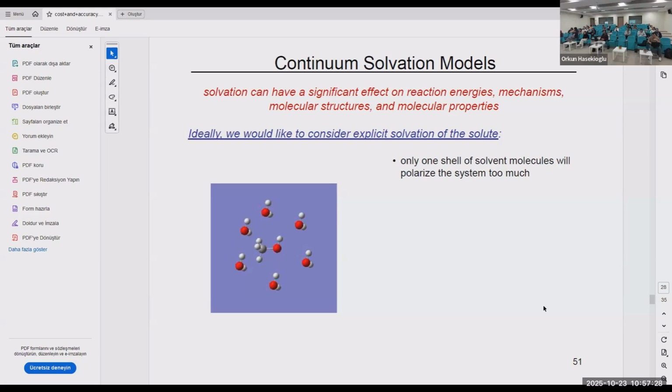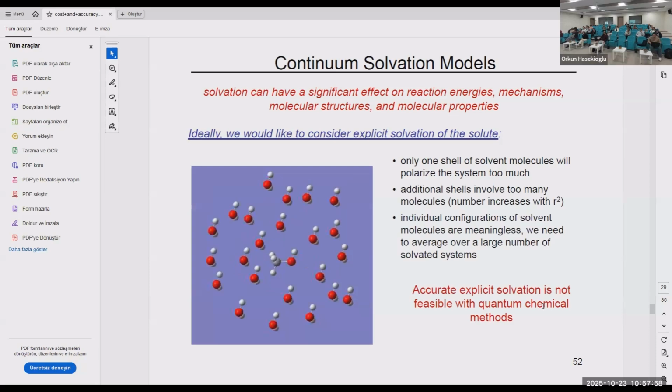Ideally, we would like to consider explicit solvation of the solute. Explicit means you have the two hydrogen atoms and the oxygen atoms, and the hydrogen bonding is occurring in your system. But yesterday, we used only the dielectric medium of water, for example, in our calculations, right? And hydrogen bonding effects between water molecules were not included. Only one shell of solvent molecules will polarize the system too much then.